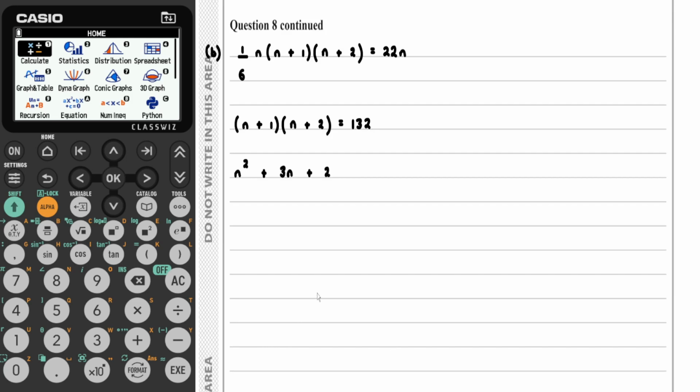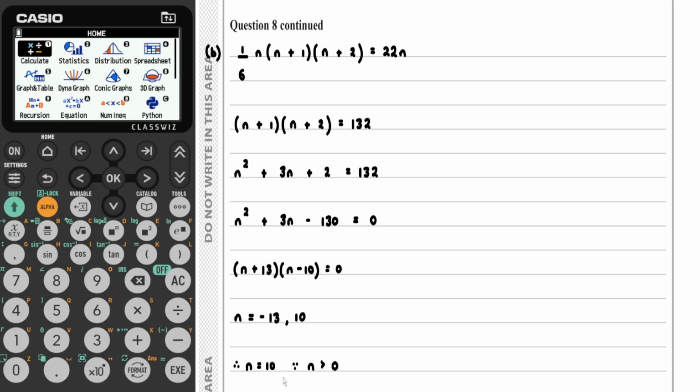On the left hand side we have n squared plus 3n plus 2, and on the right hand side we have 132. So I've got n squared plus 3n subtract 130 equals 0, so (n plus 13) times (n subtract 10) equals 0, meaning n is equal to negative 13 and n is equal to 10. So our only solution would be n equals 10, and that's because n is positive.